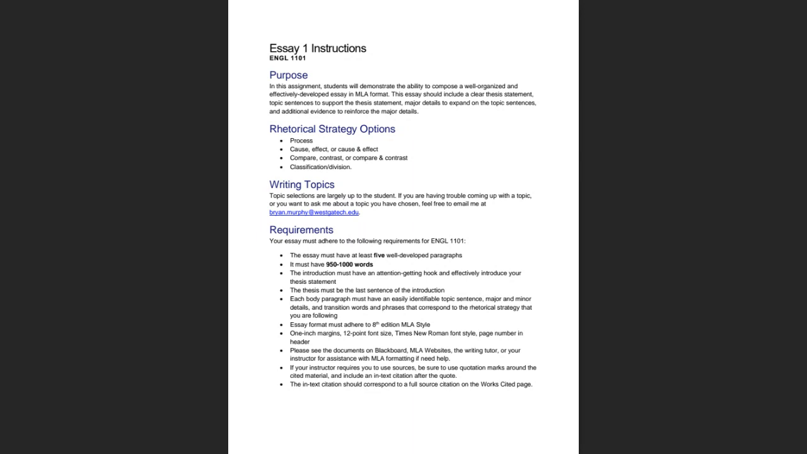The second one is cause, effect, or cause and effect. The next one is compare, contrast, or compare and contrast. And the last one is classification and division.